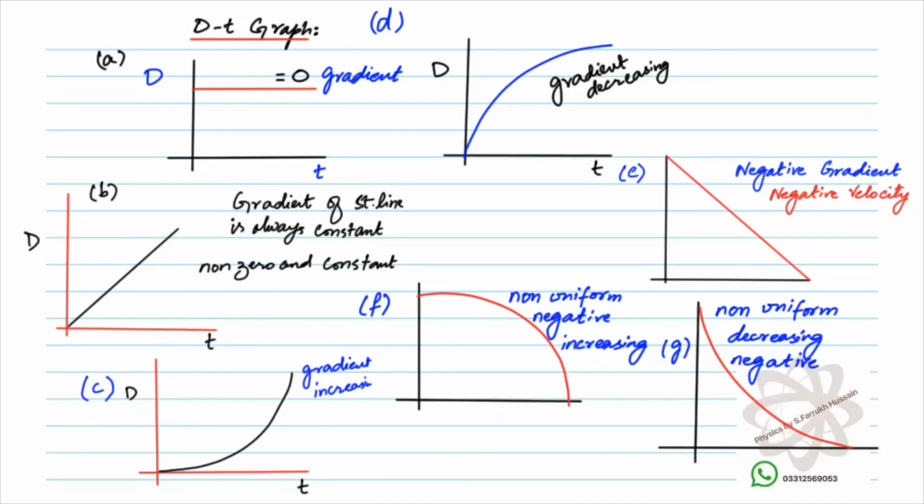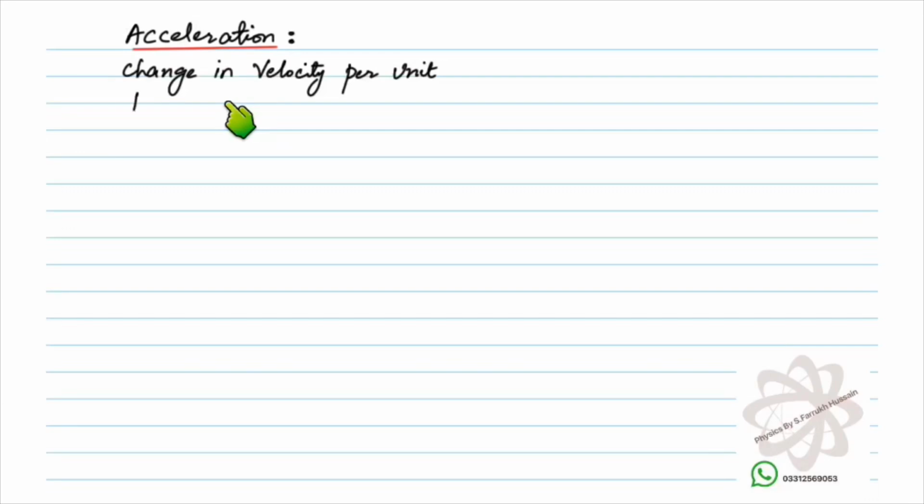Now moving on to acceleration. Acceleration is actually change in velocity per unit time. On this definition, I have a question for you. Let's say an object is revolving in a circle with a constant speed. Is this object accelerating or not?